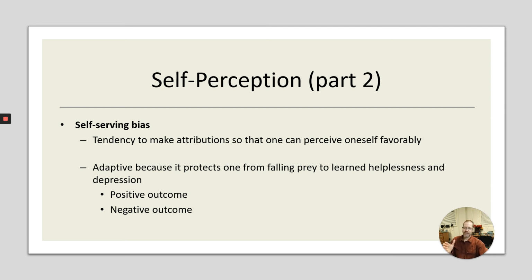Now, how about this self-serving bias, which is a little bit of what we're talking about? Self-serving bias, a tendency to make attributions so that one can perceive oneself favorably, or adaptive because it protects one from falling prey to learned helplessness and depression. So we want to look at learned helplessness and depression. Remember, previously we talked about all those defense mechanisms, and we put a chart up there, and the list just grew and grew and grew. We talked about a few in particular, but then these are all the things, speaking of self-perception, that we might tell ourselves to insulate us.